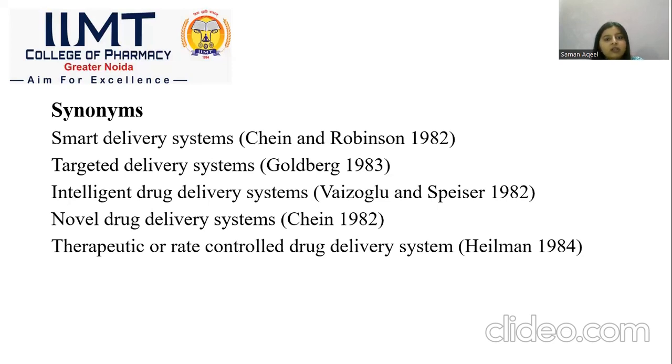Next is the novel drug delivery system. This was given by Shane in 1982. And last is the therapeutic or rate controlled drug delivery system. It was given by Hellman in 1984.